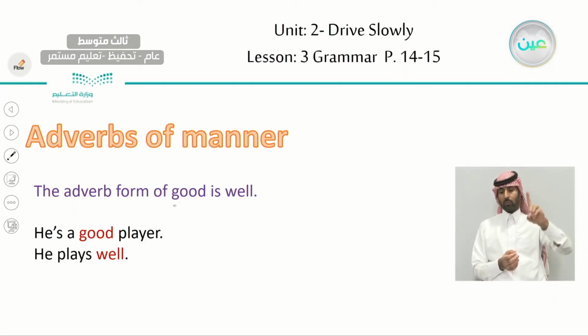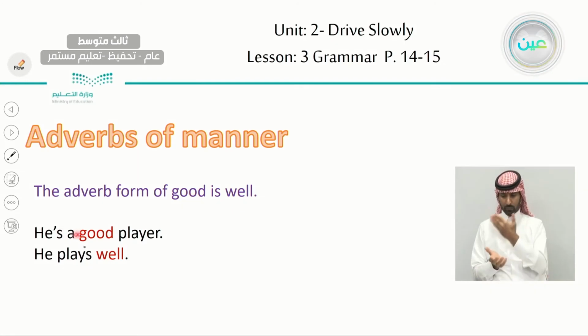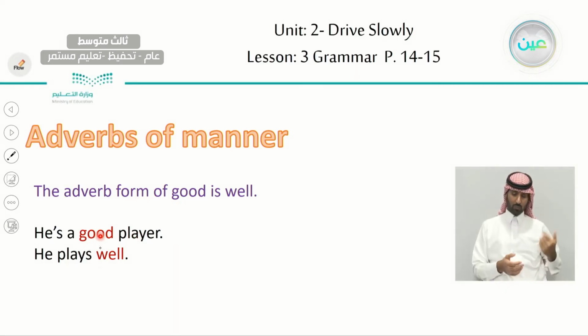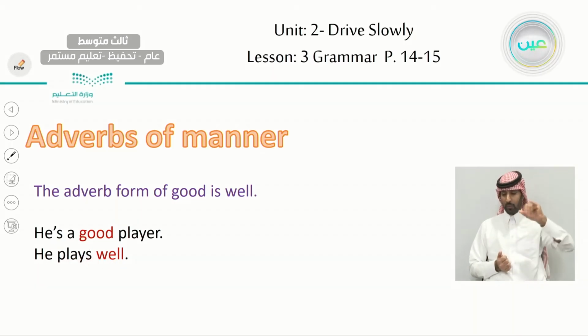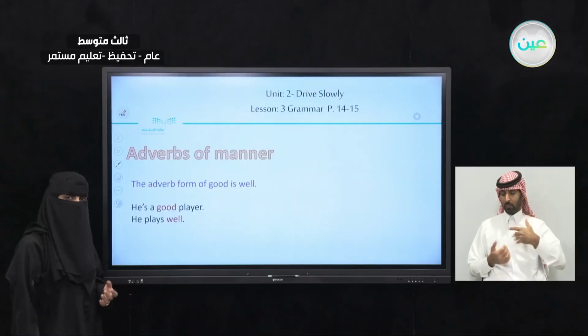When we are talking about good, it's an adjective. The adverb is well. He is a good player. This is when it's an adjective. We are describing player, a noun, so the adjective is good. When we are describing the action, he plays, can I say he plays good? No, he plays well.